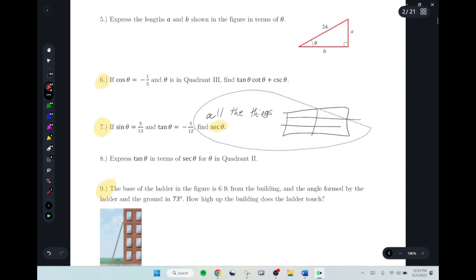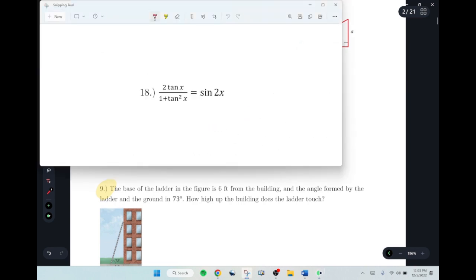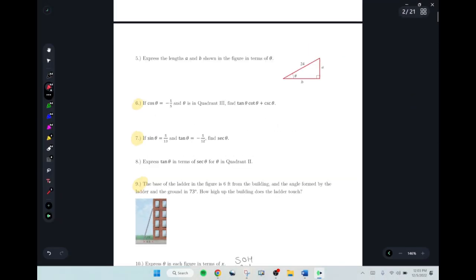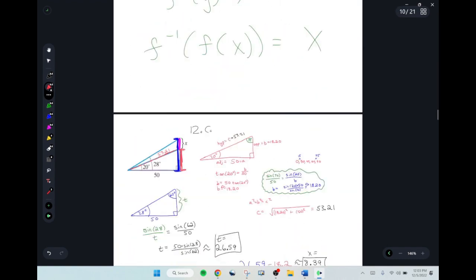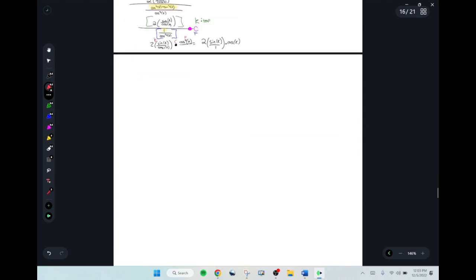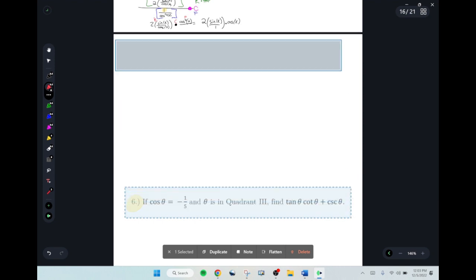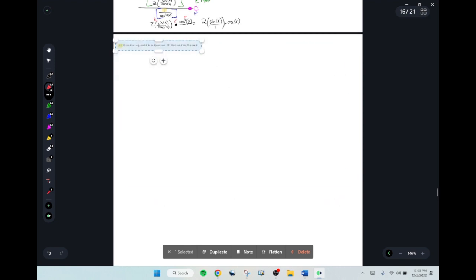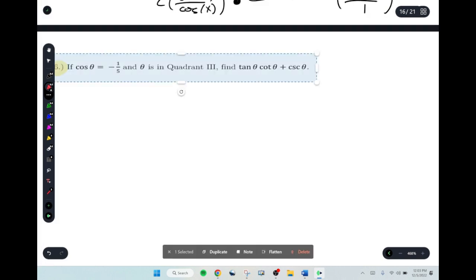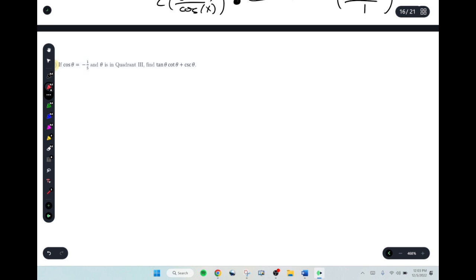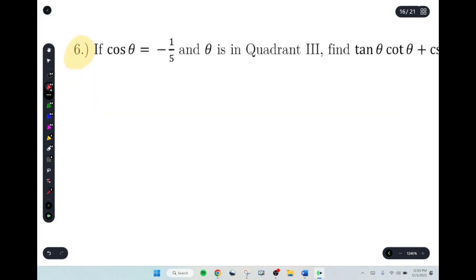Number 6 is a good problem. All right, let's do this thing. Number 6 is one of those where I'm going to give you one little piece of information and you do the rest, or you find the rest of it. So what is the piece of information that they gave us? They gave us the cosine of theta, right? They gave us the cosine of theta equals negative 1/5.